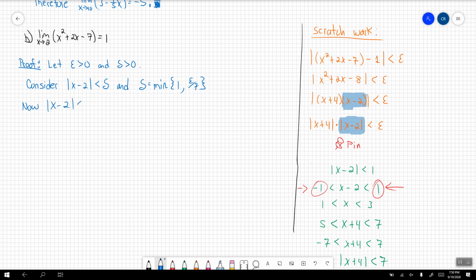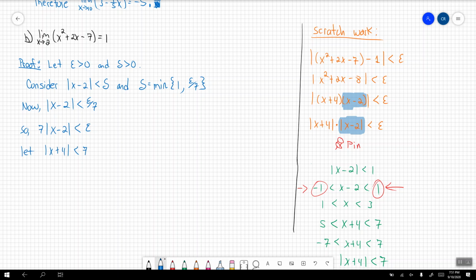Absolute value of x minus 2 is less than epsilon over 7. Say that happens. Well, if this happens, let's keep going. What we're going to do is multiply by 7, which is less than epsilon. Now, what's going to happen here is I'm going to say at this point in time, let the absolute value of x plus 4 be less than 7.